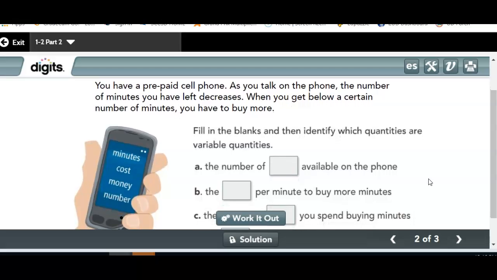You have a prepaid cell phone. As you talk on the phone, the number of minutes you have left decreases. When you get below a certain number of minutes, you have to buy more.